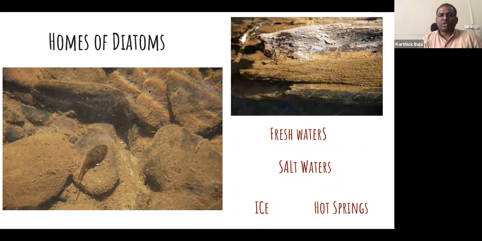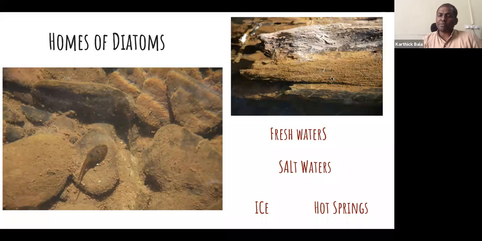Diatoms are the predominant group in this biofilm. You can see the tadpoles eating this biofilm. They are feeding majorly on the diatoms, because this is composed mainly of diatoms. And this is another picture where a wooden log is immersed in water in a lake, where we can see this brown growth, which is predominantly diatoms.